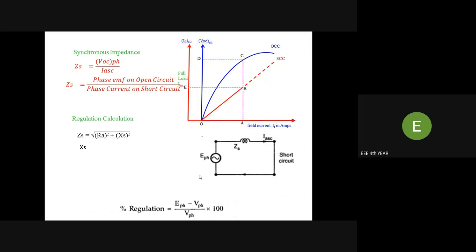Synchronous impedance can be calculated by means of the characteristic curve. The formula available is Zs equal to square root of Ra square plus Xs square. By knowing Ra and Zs, we can determine the Xs value.